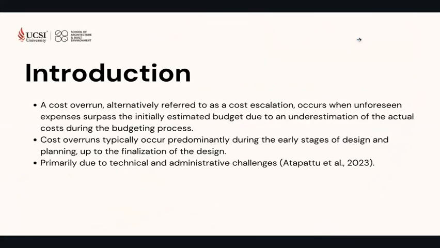So as we dive in, let me explain a little bit about cost overrun. A cost overrun, also known as a cost escalation, occurs when unforeseen expenses surpass the initially estimated budget due to an underestimation of the actual cost during the budgeting process. Cost overruns typically occur predominantly during the early stages of design and planning up to the finalization of the design. And lastly, cost overruns primarily happen due to technical and administrative challenges.